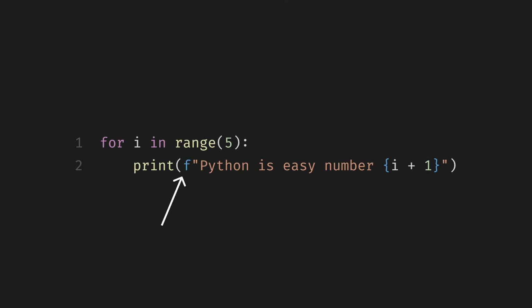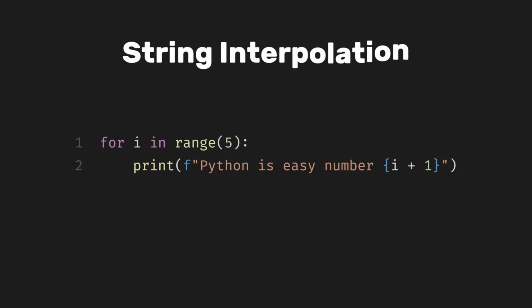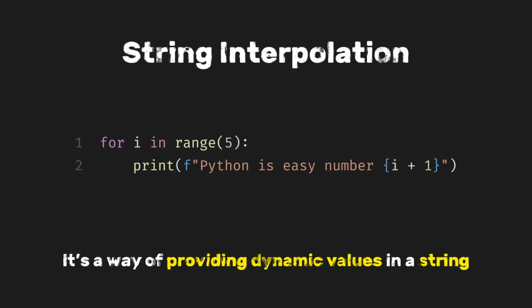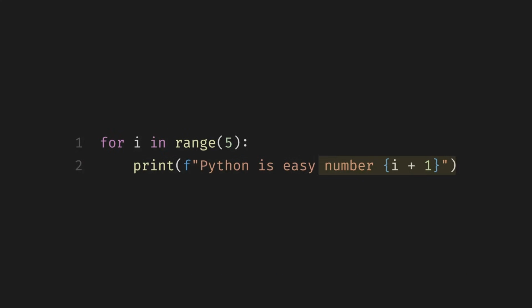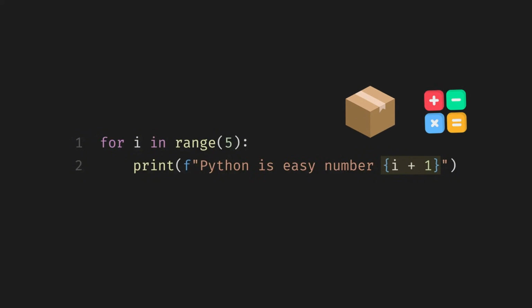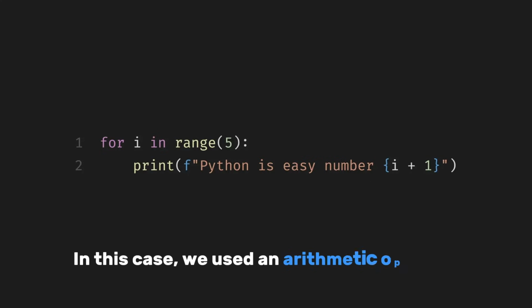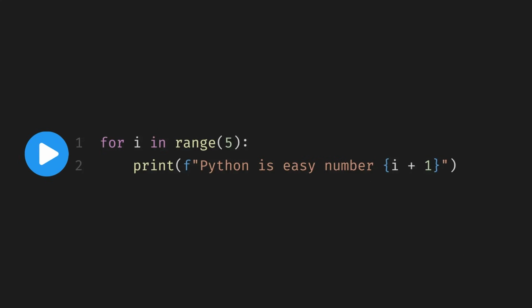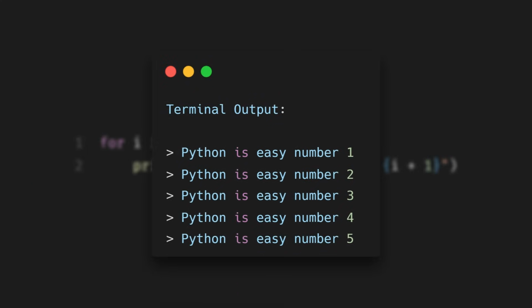We have a character f beside the string quotes and used curly braces inside the string. This is called string interpolation. It's a way of providing dynamic values in a string. Inside the curly braces are just normal Python expressions. It could be a variable, an arithmetic operation, and many more. In this case, we used an arithmetic operation. When the code runs, this will print "Python is easy number 1", "Python is easy number 2", and so on.